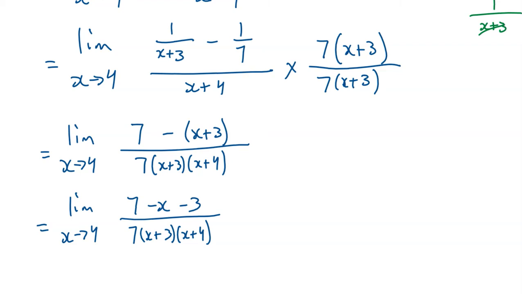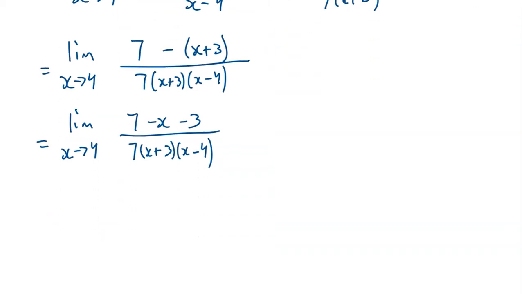Oh, it should be x minus 4. Thank you. Yeah, right there. Where did that come from? Okay. All I did was distribute the negative. So this is negative x plus 4.